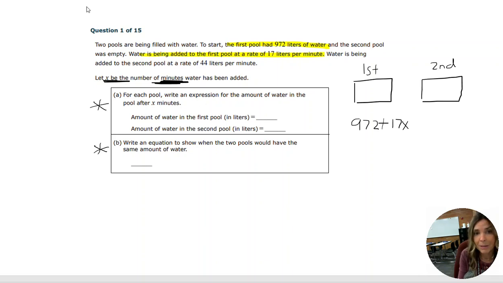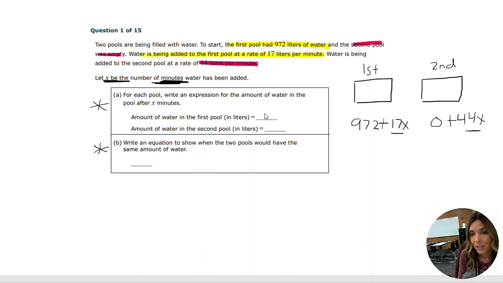Now, for the second pool, I know that it started empty. Okay, so it started empty. And then water is being added at a rate of 44 liters per minute. So water is being added to the second pool at a much faster rate. You can see that this rate of change is 17 and this one is 44. Those are my 2 expressions.